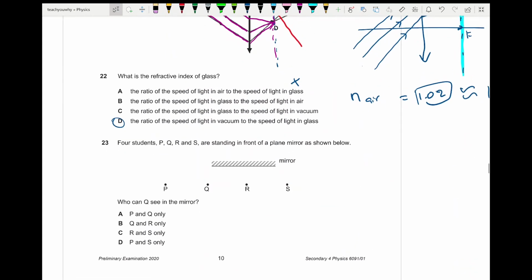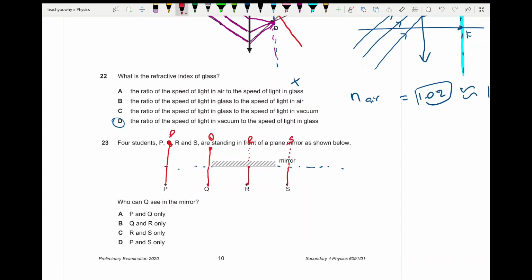Okay, now 23. Four students P, Q, R, S are standing in front of a plane mirror as shown. Who can Q see? For this kind of question, we will need to draw the virtual world and then the actual world. So Q here. This is your P. This is your Q, your R. Reflect here. This is my virtual world. R and S, and then S will be here.